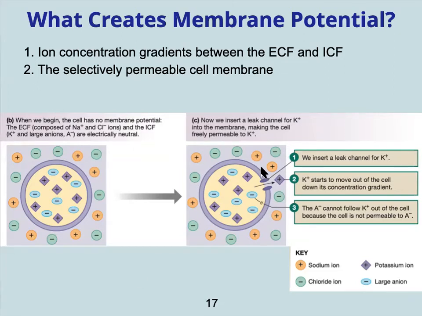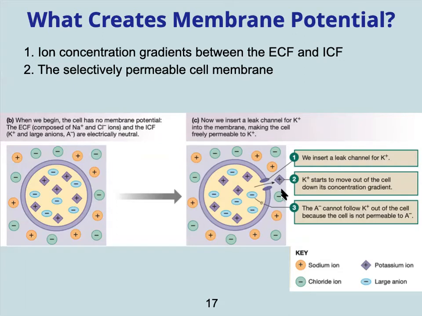Now we're going to insert a leak channel for potassium into the membrane. Because potassium only exists inside the cell, potassium is going to try to achieve its chemical equilibrium by traveling across the membrane out of the cell. As it does that, it's reaching closer to its chemical equilibrium. However, because it carries a positive charge, that also removes one positive charge from inside the cell as the potassium enters into that surrounding fluid.